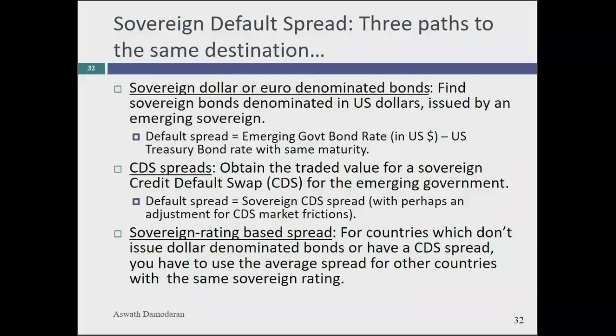So let me talk a little bit about where you would go, because the key number here is the 2.15%, right? You're not going to be able to see that on Bloomberg, while the 7.43% is observable. So how do I come up with the default spread? Here are the three ways you could do it.